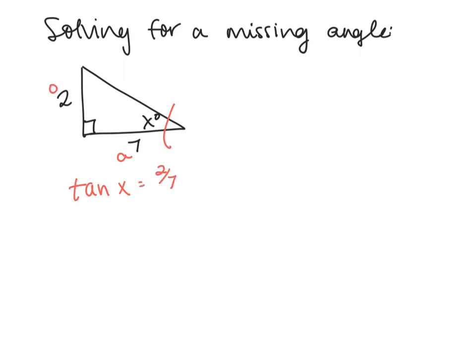So to solve for x, we need to take the inverse. We know x is going to equal inverse tangent of 2/7. And plug that in your calculator. And we get that x is 15.9 degrees. So if you're solving for sides, you use regular trig. You're solving for angles, you use inverse trig.